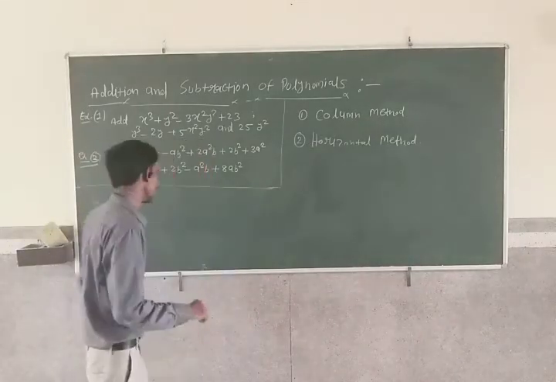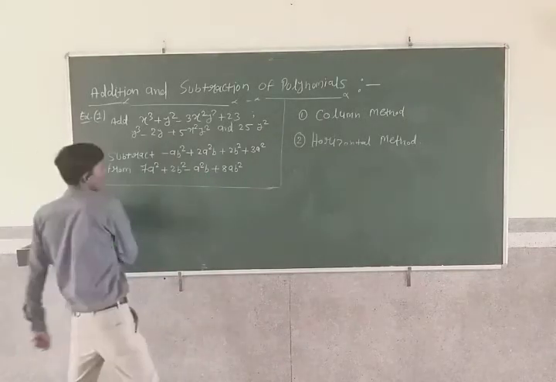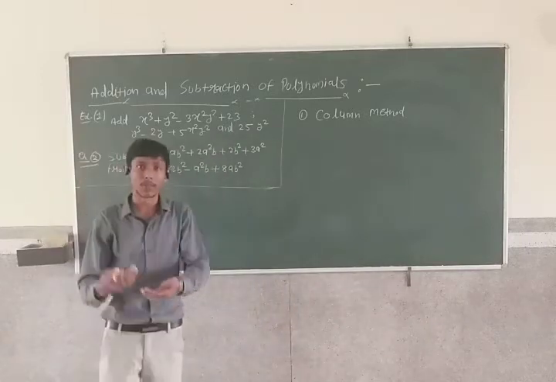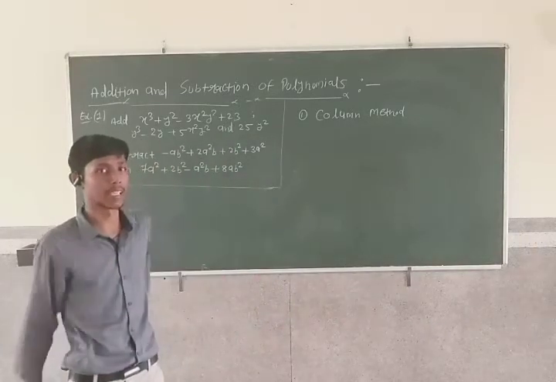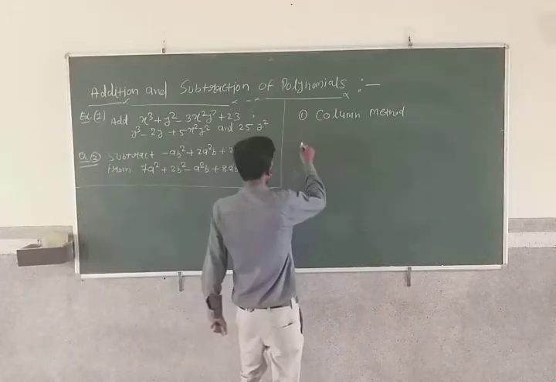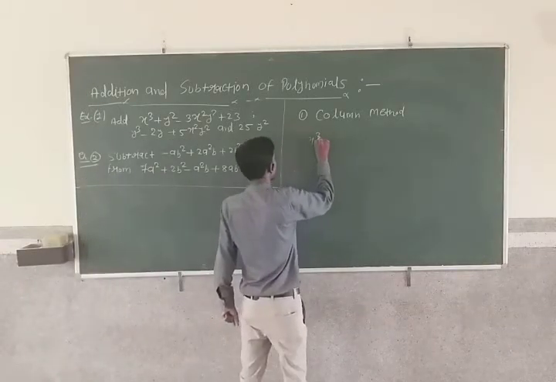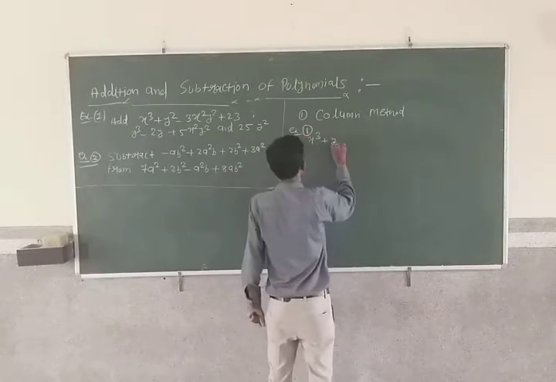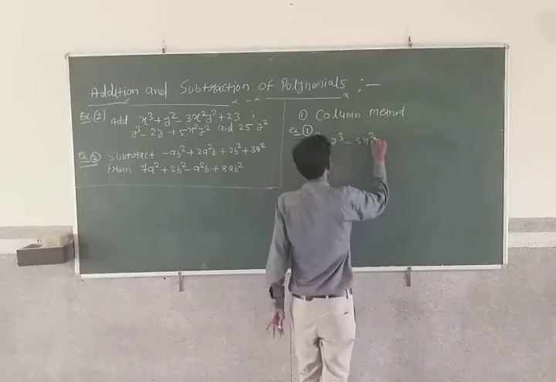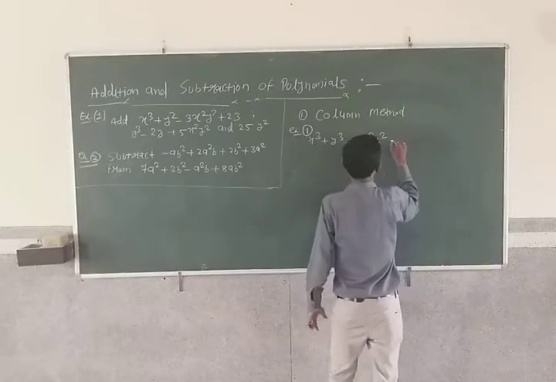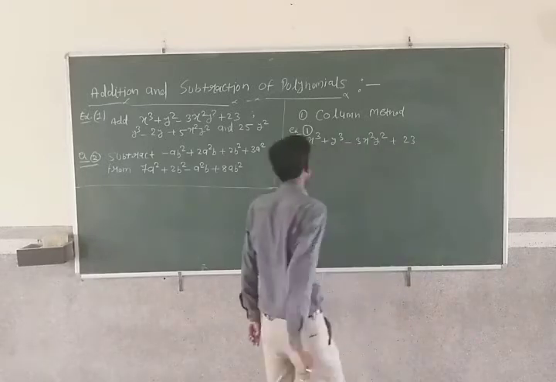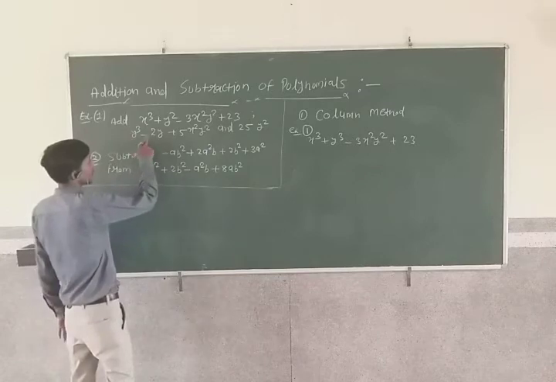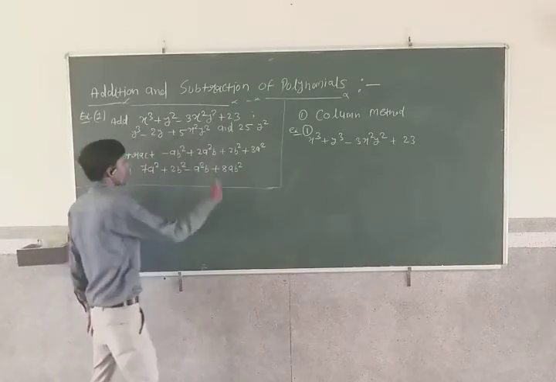In the column method, we will arrange the like terms downside of the like terms. We will arrange the terms in columns. How to arrange? Let's see. First of all, I will write the first polynomial: x cubed plus y cubed minus 3x squared y squared plus 23. Now the second polynomial is y cubed minus 2y plus 5x squared y squared.